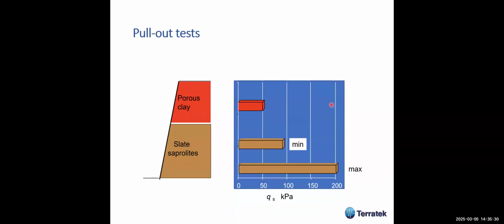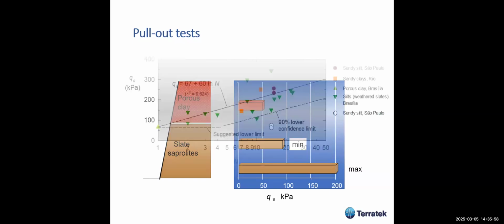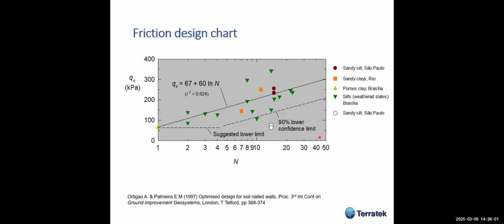And this site in Brazil is really formed of porous clay and slate saprolites, and we did a lot of tests in those materials. In most cases, in porous clay we had a value of 50 kPa. Friction was not more than that. In slate saprolite, there was a large scatter, from 100 to 200 kPa.